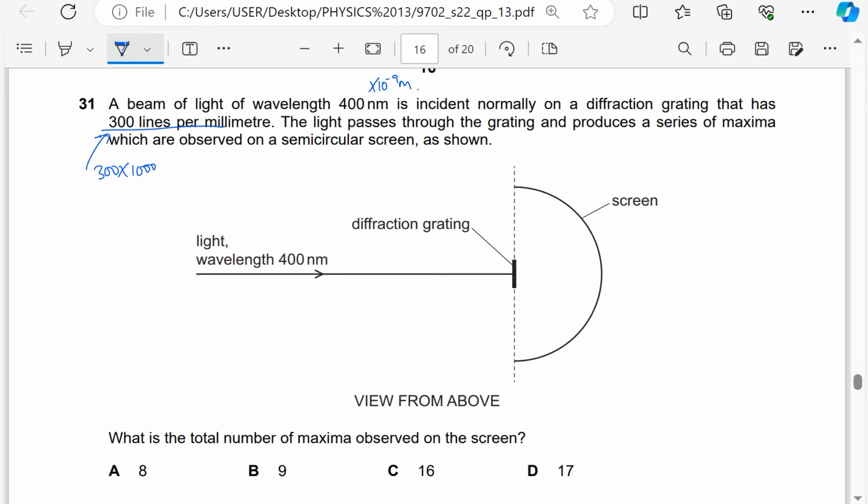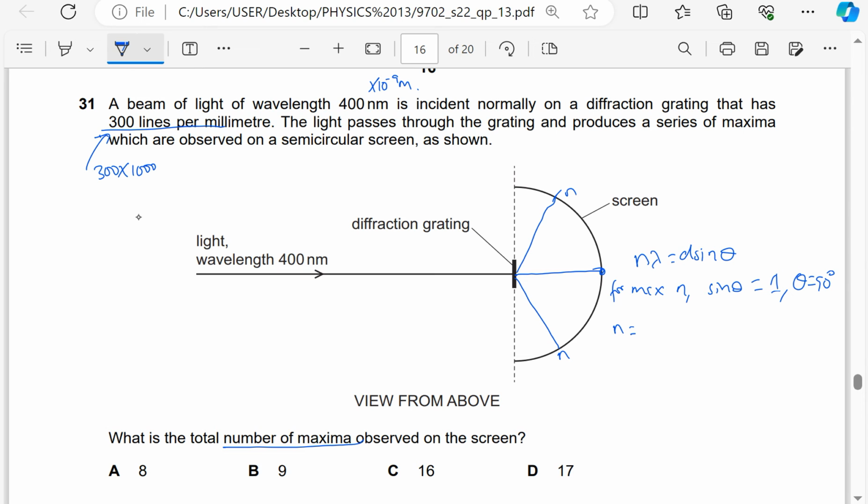Okay, what is the total number of maxima? If we want to find total number of maxima, then remember for a diffraction grating, n lambda is equal to d sine of theta. For n maximum, sine theta should be equal to 1. That means theta should be equal to 90 degrees. Remember there is a central maximum, and we are finding the maximum value of n from the center. There's also n above. So we want maximum n here, then plus the one at the center. So it means n is going to be equal to d over lambda.